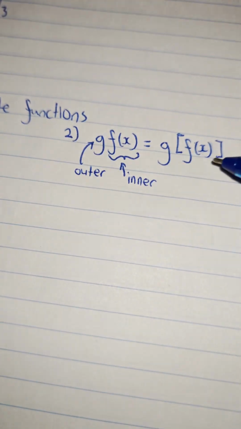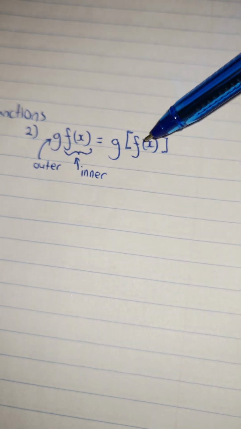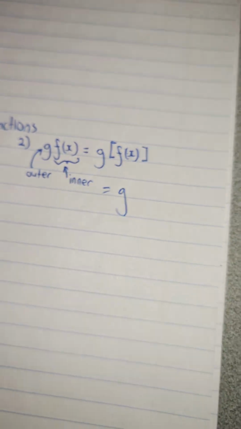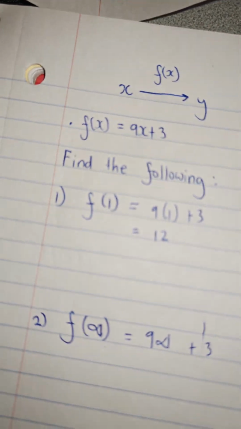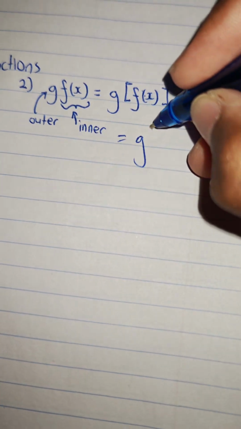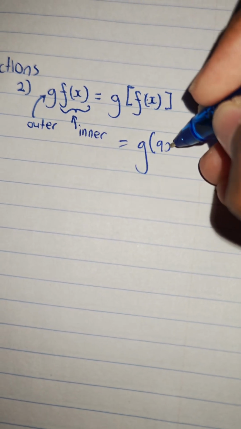And what do we have on the inside? We have f of x. So this means that we're plugging f of x into g of x. So what is f of x? Let's look for it. F of x is 9x plus 3. So instead of writing g f of x, I'm going to write g of 9x plus 3.